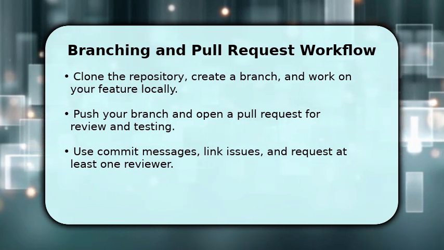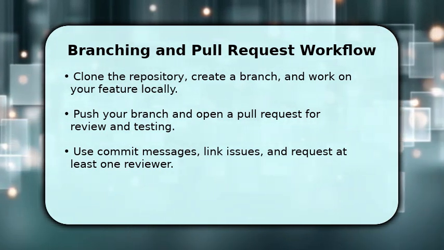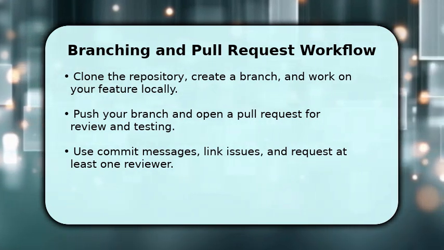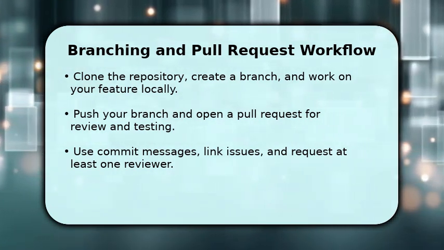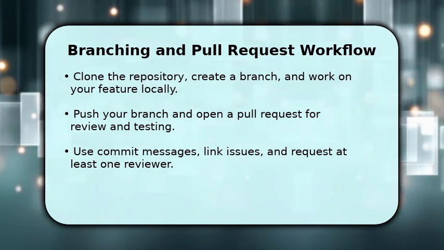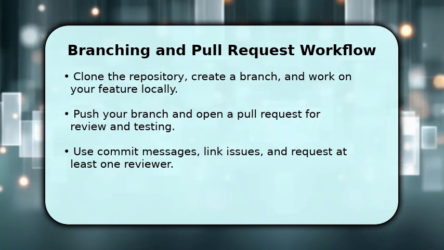Push your branch to origin with git push origin feature-name and open a pull request on GitHub. Link related issues and request at least one reviewer to inspect code and leave feedback. Run tests and fix issues until reviewers approve and the pull request is mergeable.